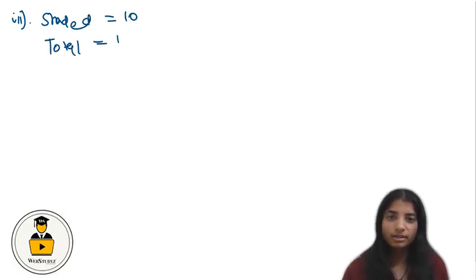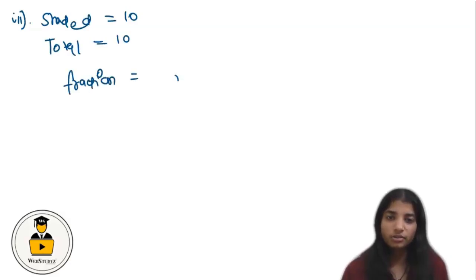So from here we can say that the shaded shapes is equal to 10 and total is also equal to 10. So we have to find out the fraction.